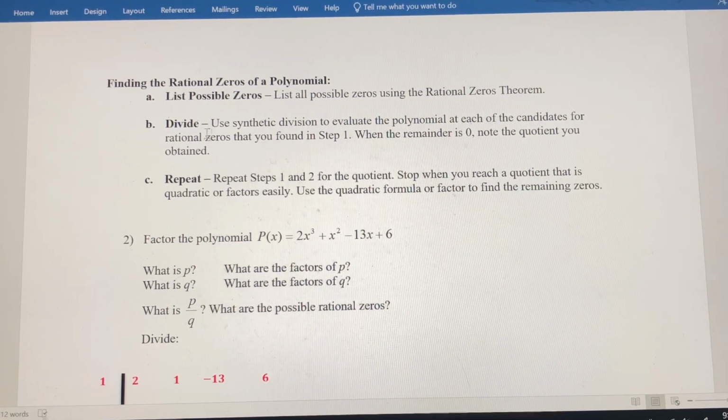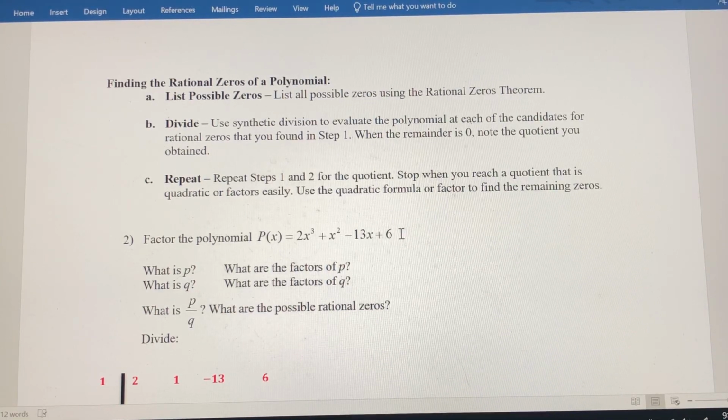Then we're going to use synthetic division to test whether each one is actually a zero, using the remainder and factor theorems from the previous section. We'll keep doing that process until we find all the factors of this polynomial function.